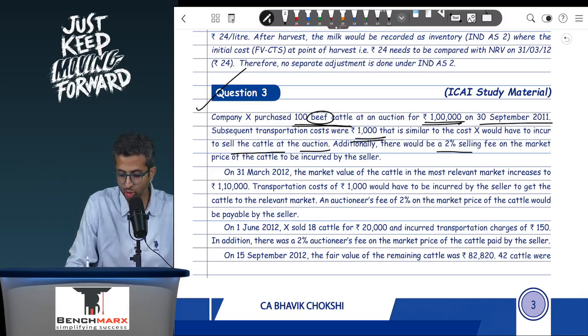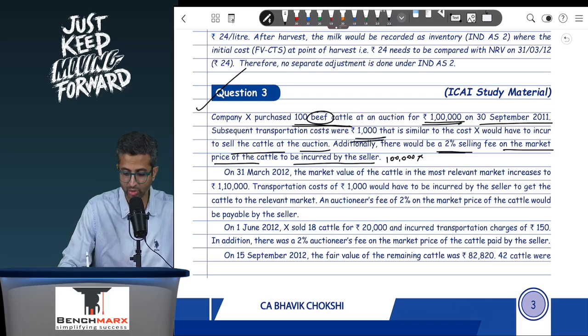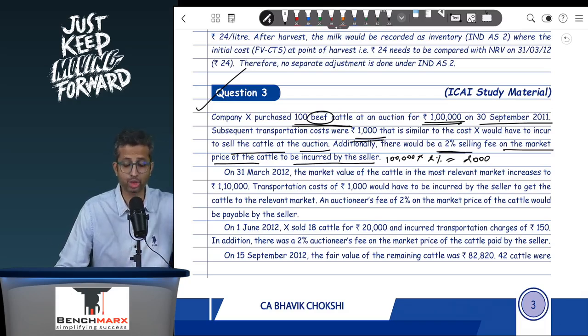Additionally, there would be a 2% selling fee on the market price of the cattle to be incurred by the seller. Now remember, this can be incurred by the buyer, it can be incurred by the seller, or it can be incurred by both of them. In this case, this 2% selling fee is to be incurred by the seller only. So this is on the sale price. So if I do 1 lakh into 2%, that will be 2%. It is like auctioneer's charges. This will be paid by the seller. So when I purchase, the seller must have paid it. That has no connection with me.